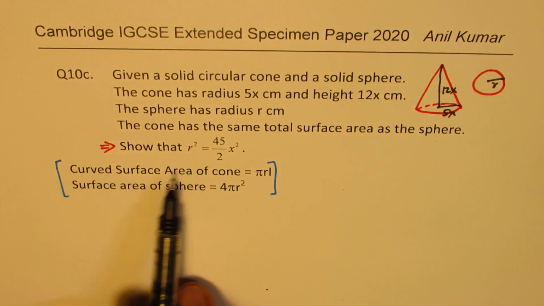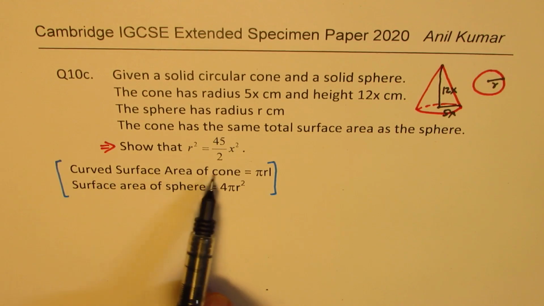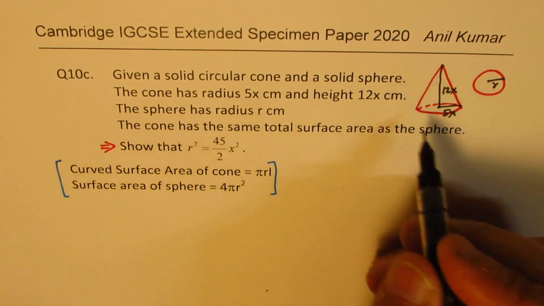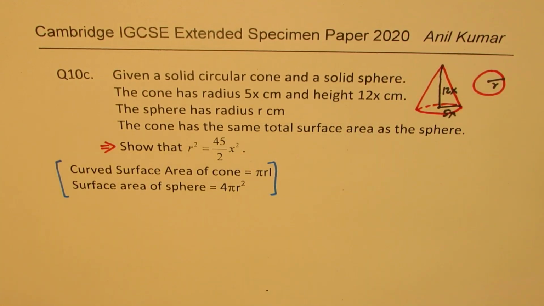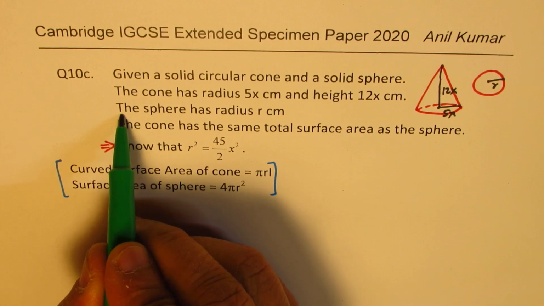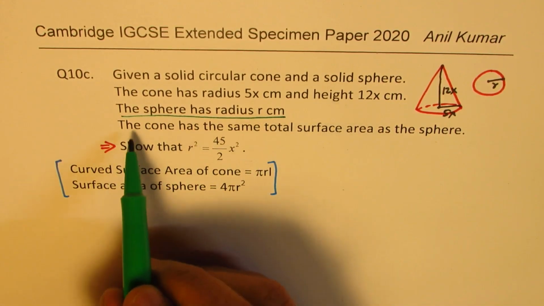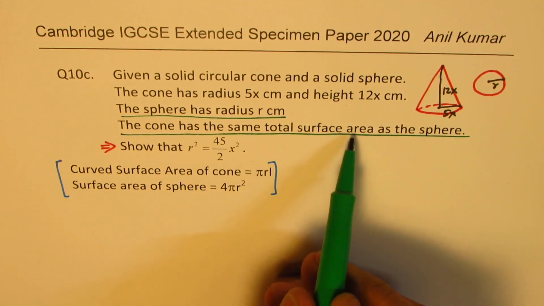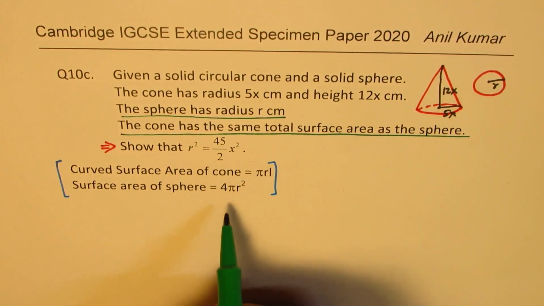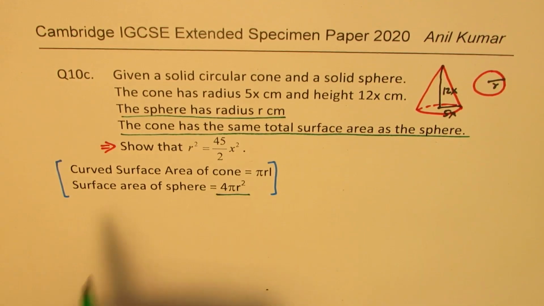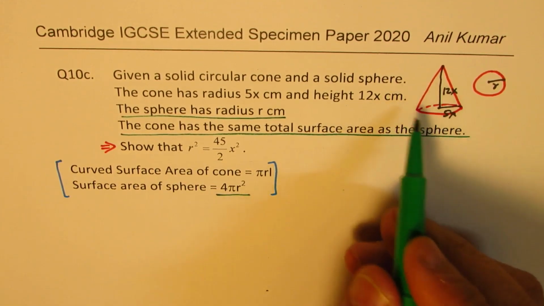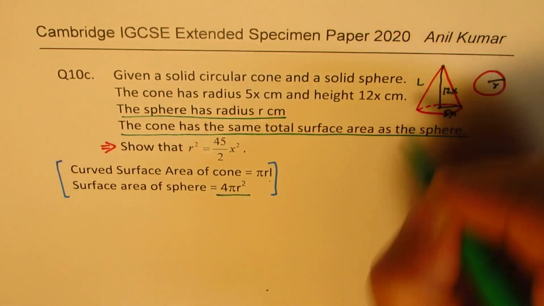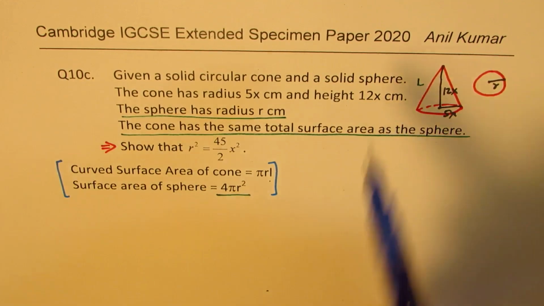We are also given the formulas. The curved surface area of a cone is pi r l. Since it is solid, we'll take the circle also. So what we are given here is that the sphere has a radius of r, and the cone has the same total surface area as that of the sphere. Now the surface area of a sphere is 4 pi r squared, and that of the cone is pi r l. L is the lateral length, this L. So we need to first find what L is.